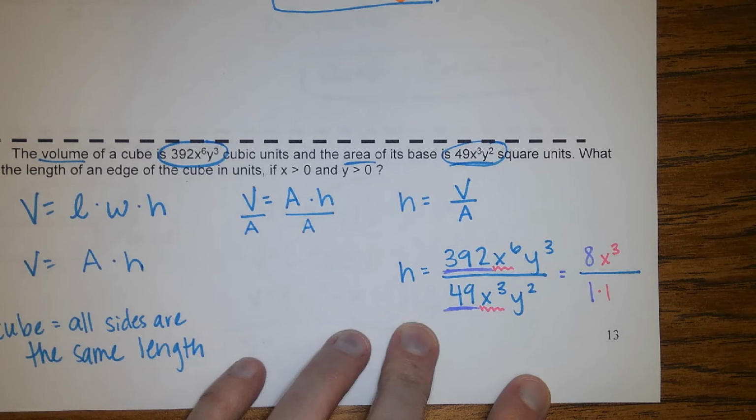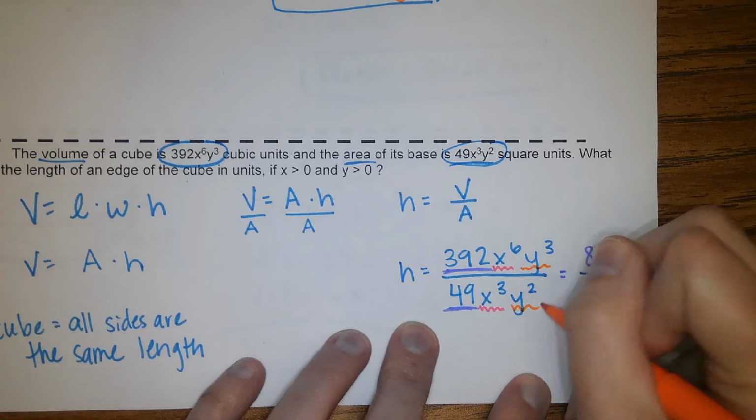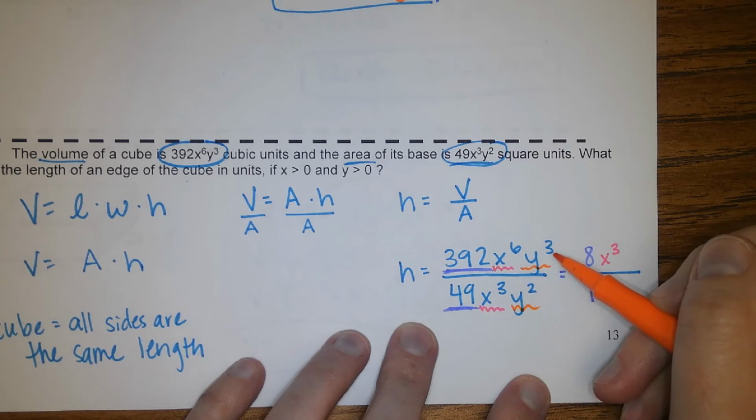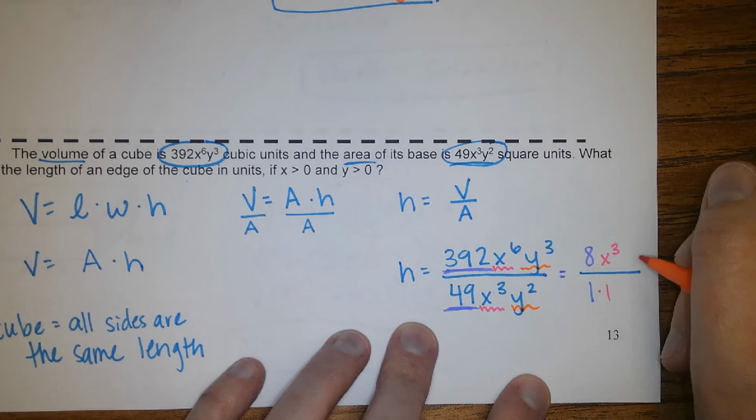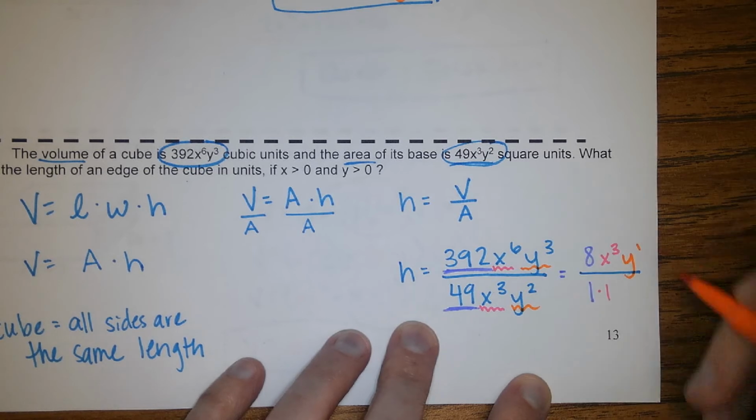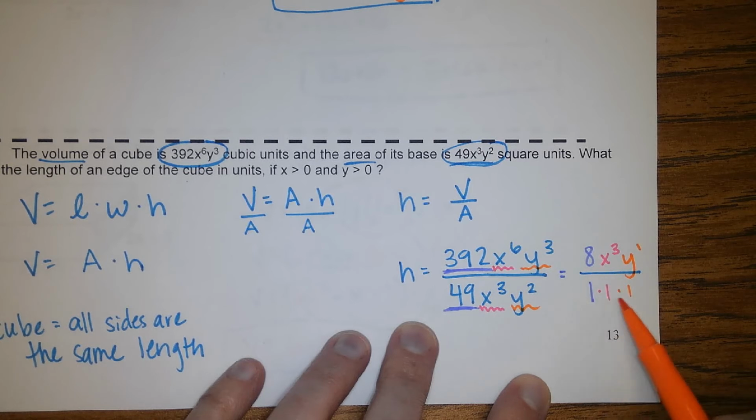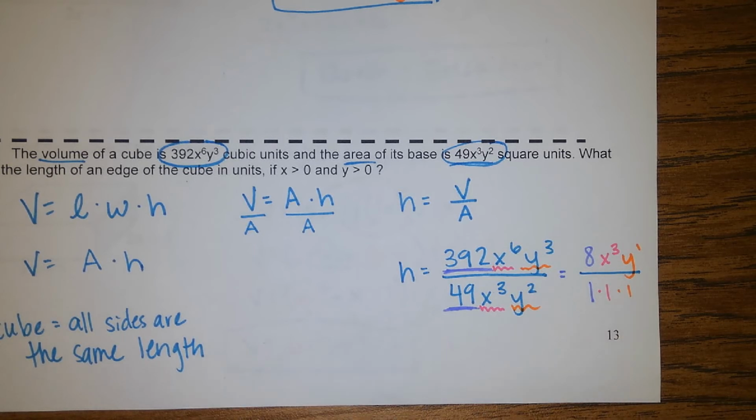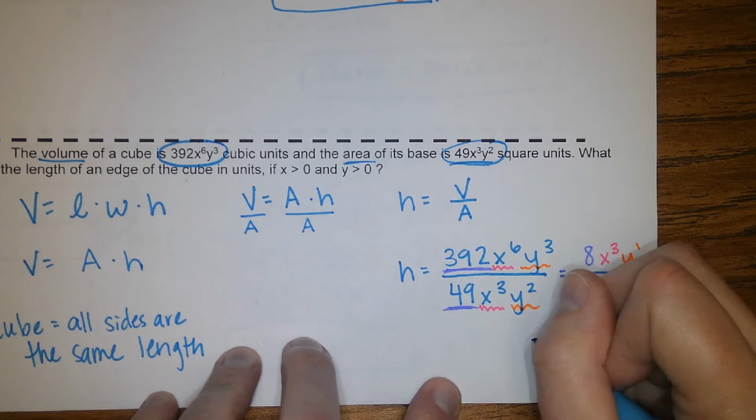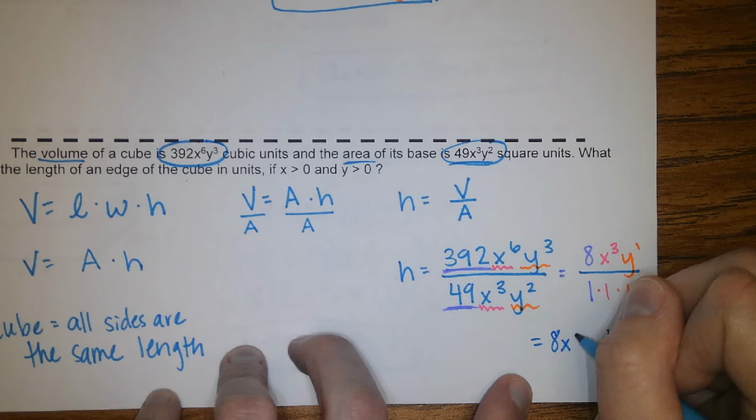And then our final one here, we see for our y's, y cubed over y squared, and we know that we can do y cubed, that 3 minus that 2, right? Our division rules here, so 3 minus 2 would be 1, and we are left with nothing on the bottom, so we are just left with that y to the 1. So at the end of the day, it's just 1, 1, 1 on the bottom, so 1 times 1 times 1 is nothing. And our final answer for our length or our height or our width, because it's all the same on a cube, is 8x cubed y.